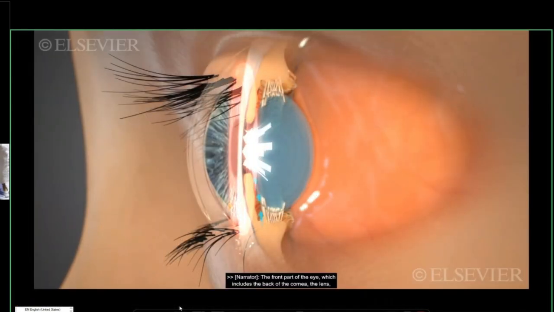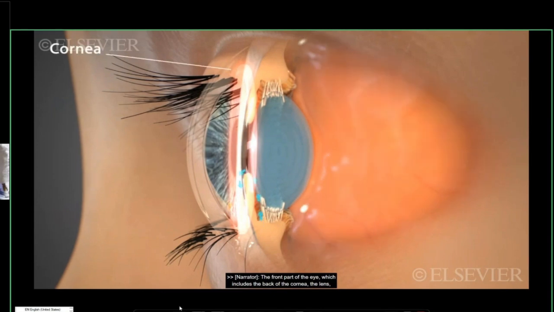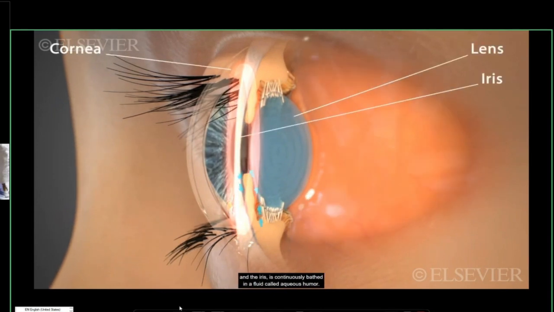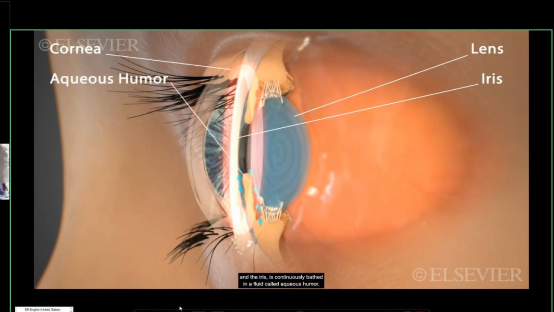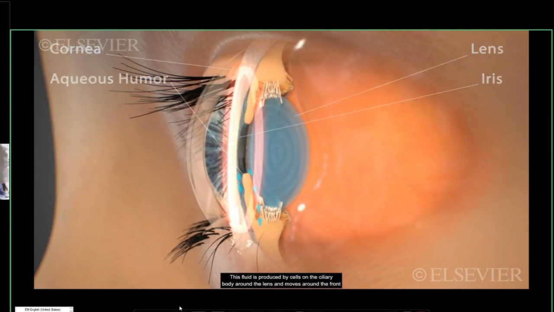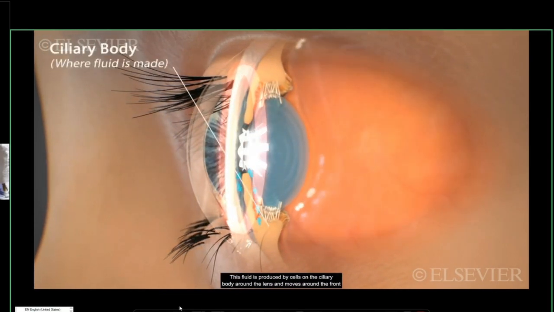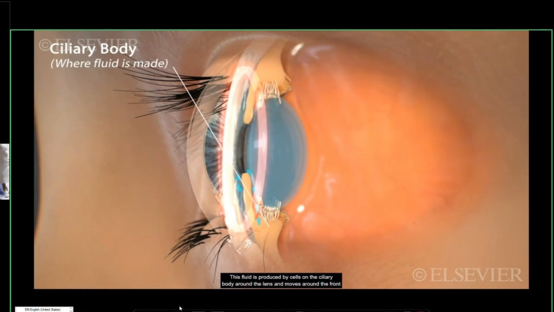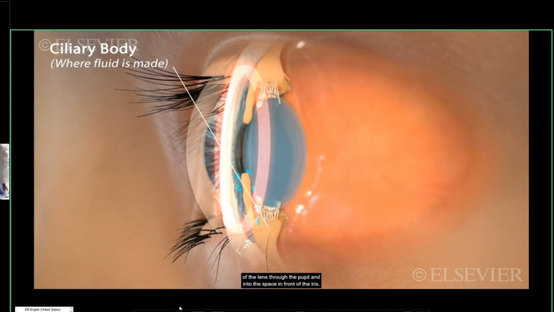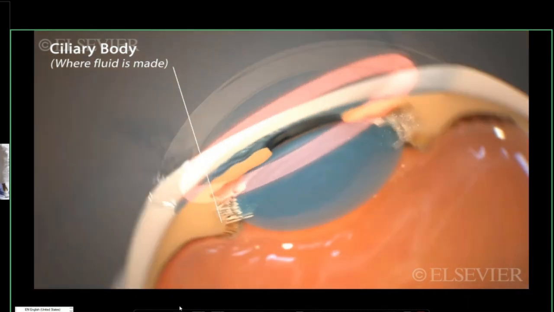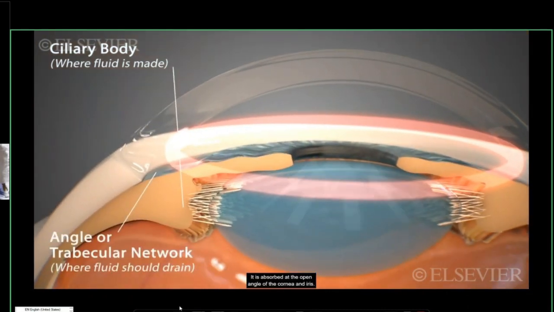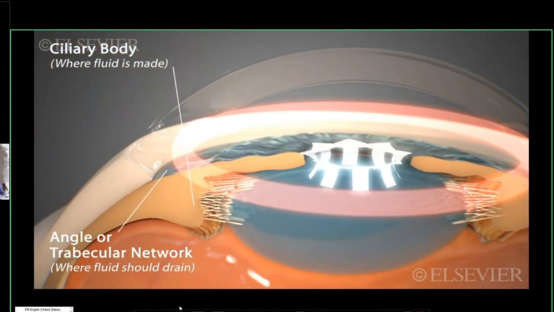The front part of the eye, which includes the back of the cornea, the lens, and the iris, is continuously bathed in a fluid called aqueous humor. This fluid is produced by cells on the ciliary body around the lens and moves around the front of the lens, through the pupil, and into the space in front of the iris. It is absorbed at the open angle of the cornea and iris.